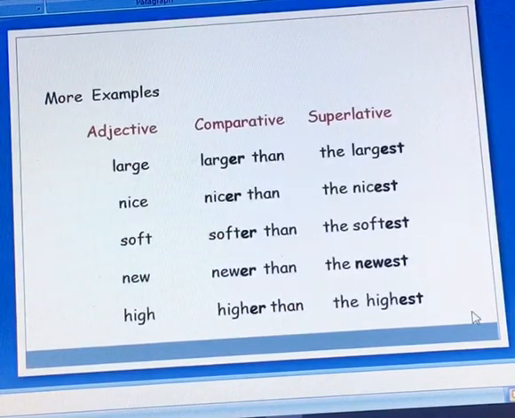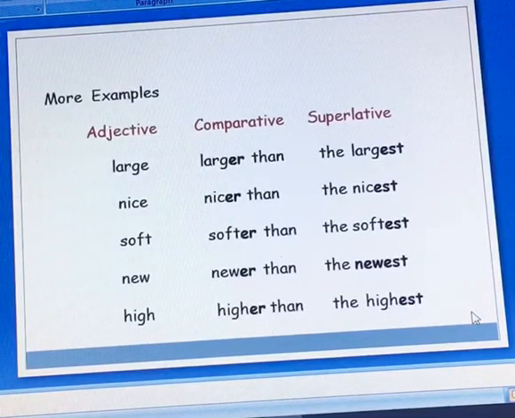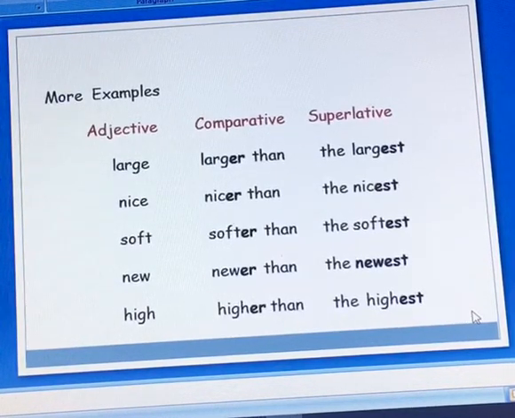More examples. Large, larger than, the largest. Nice, nicer than, the nicest. Soft, softer than, the softest. New, newer than, the newest. High, higher than, the highest. These are adjectives that have one syllable and we added to them er and est.